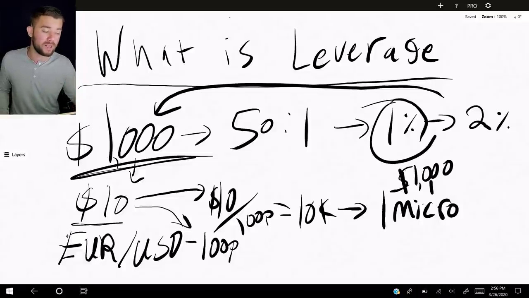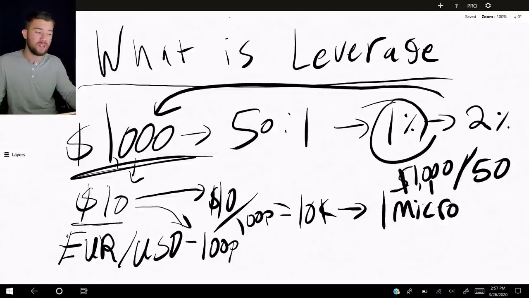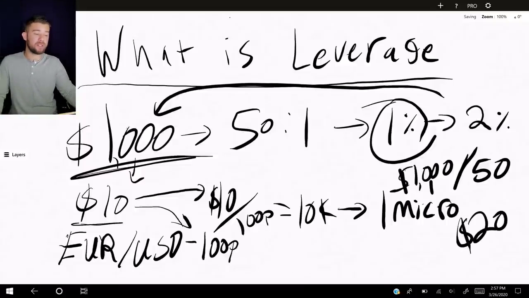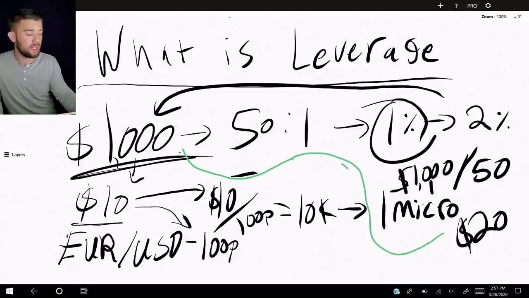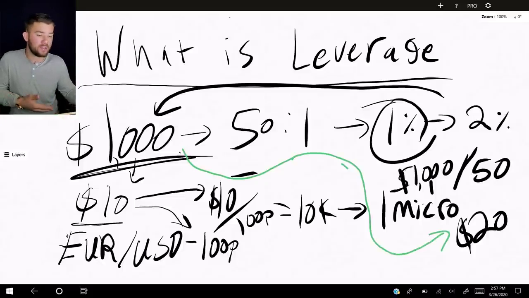So if I'm investing $1,000 into a position, what do I have to do? I have to divide that $1,000 by my 50 to 1 leverage, which gives me $20. What this means is that instead of costing me my full account of $1,000 in order to place this trade, instead of $1,000, this now only costs me $20. So instead of $1,000 on this trade, I've only had to put up the deposit of $20.